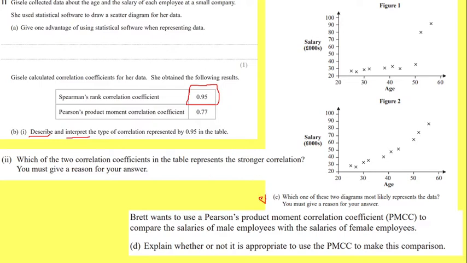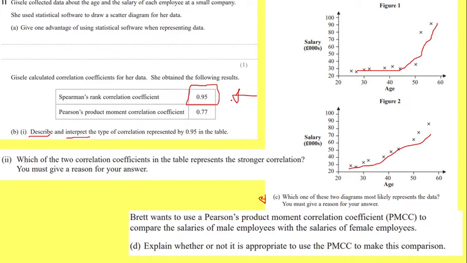For C, which one of these two diagrams most likely represents the data? Now, if you look at one, one's very linear and one's a lot less linear. Now, because Spearman's is higher, and Pearson's you can only use for linear data, this actually looks like it's Spearman's because it's higher and so less linear.